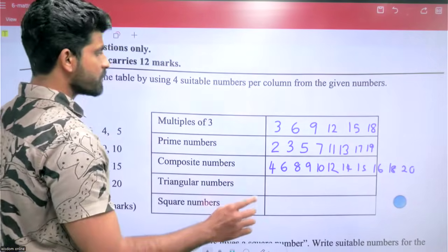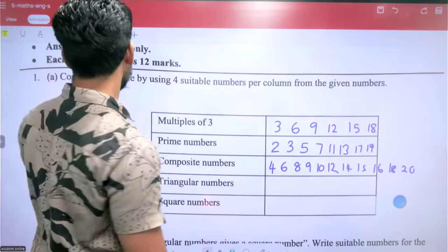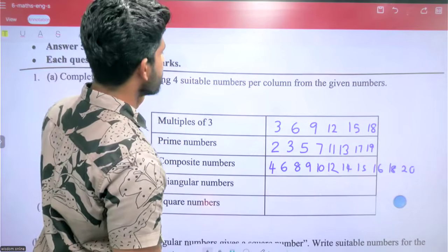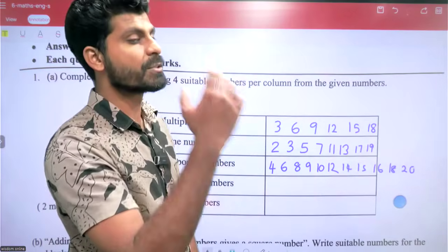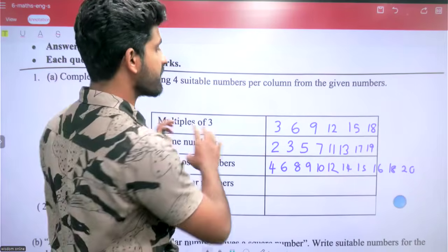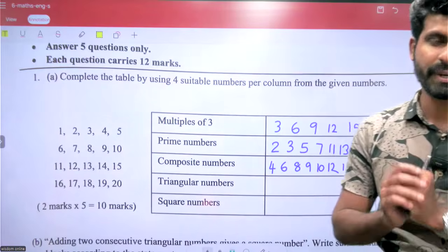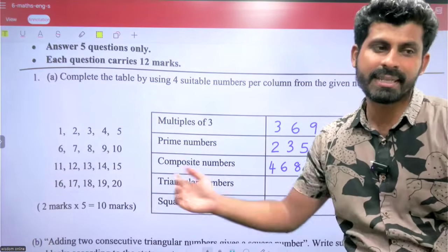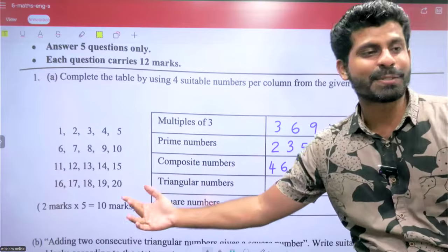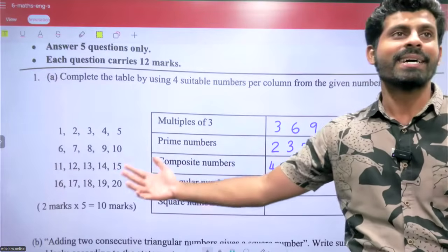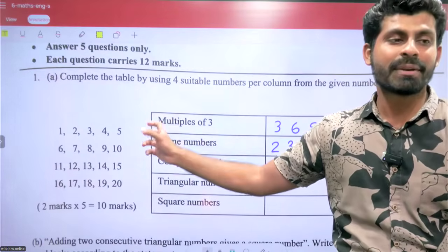Right? So you need to write down only 4 numbers. Complete the table by using 4 suitable numbers. You can take only 4 numbers. I'm doing the paper discussion now, so I will put all the possible numbers into the relevant column.